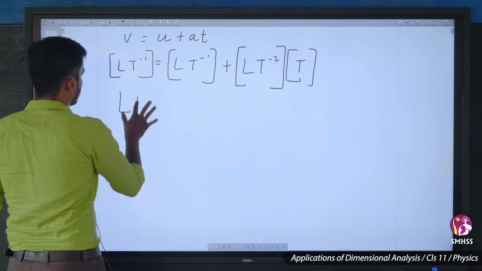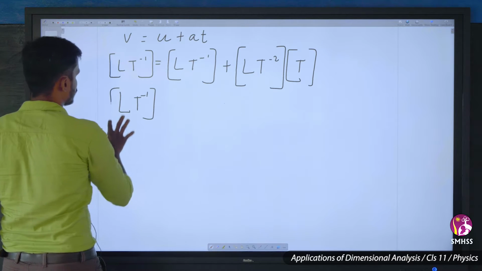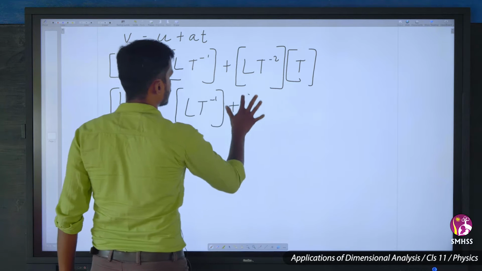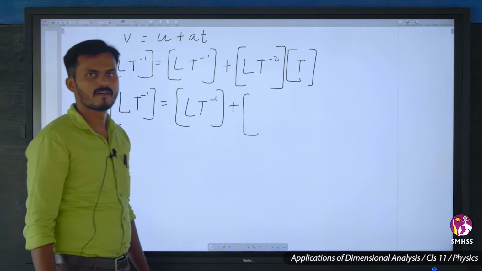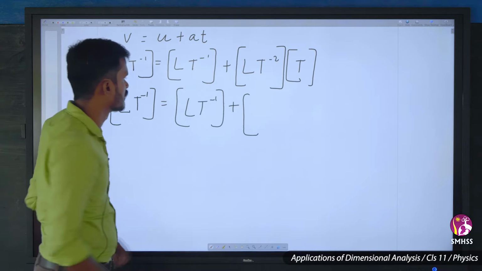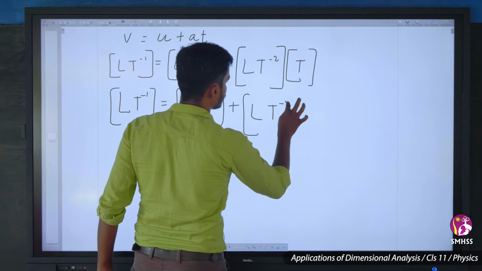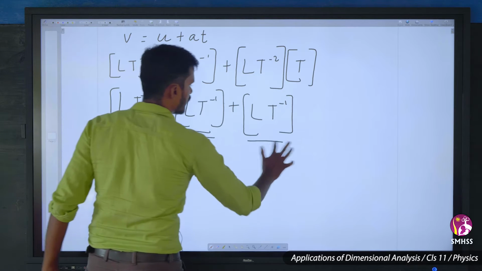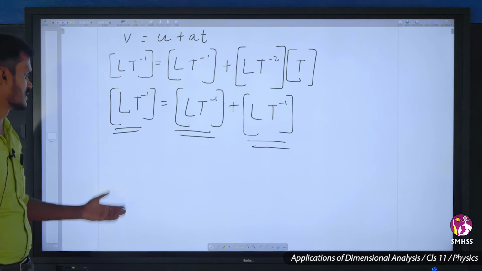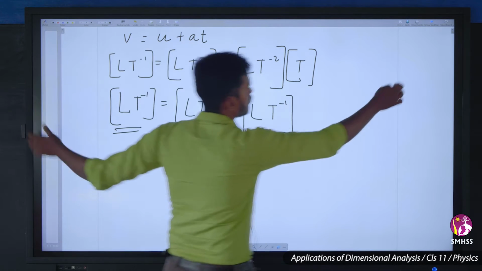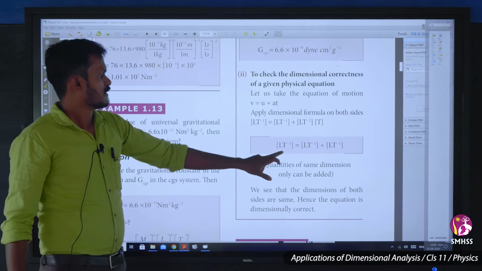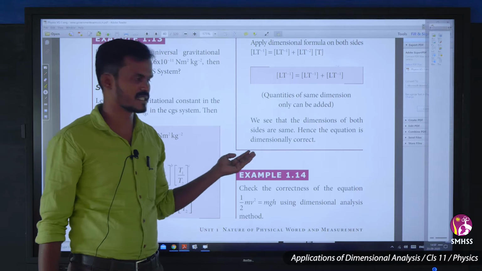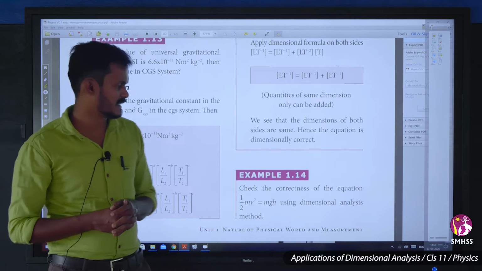Now solve it. LT^-1 = LT^-1 + LT^-2 × T. Add the powers of time, that is minus 2 plus 1, so LT^-1. So we get LT^-1, LT^-1, LT^-1. They are physically correct. Quantities of the same dimension only can be added. We see the dimensions of both sides are the same, hence the equation is dimensionally correct.